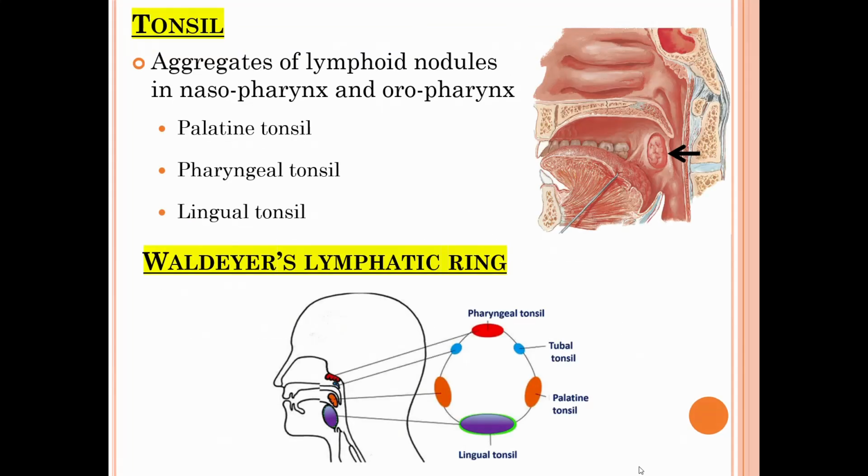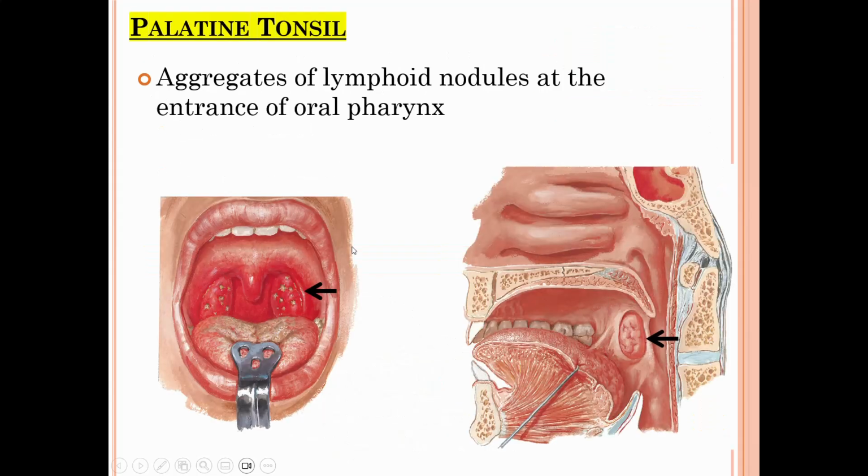Now, first tonsil, as you already know, the tonsil is nothing but aggregates of lymphoid nodules in nasopharynx and oropharynx. You can see here, palatine tonsil, there will be pharyngeal tonsil and the tonsil present in the tongue, those are lingual tonsil. And already I have told you, this is the Waldeyer's ring, you can see the pharyngeal tonsil, tubal tonsil, palatine tonsil and lingual tonsil. Now, palatine tonsil is aggregates of lymphoid nodules at the entrance of oropharynx.